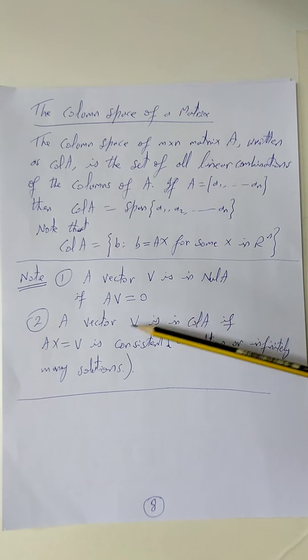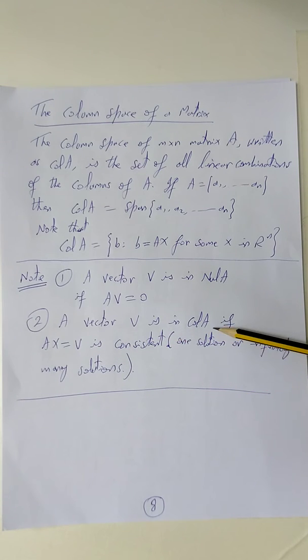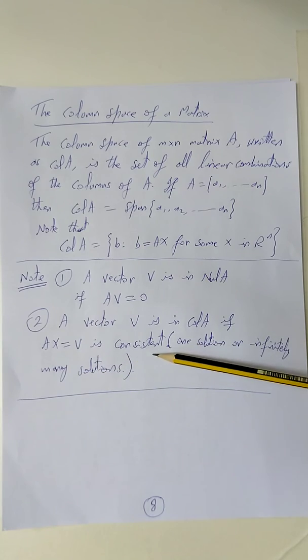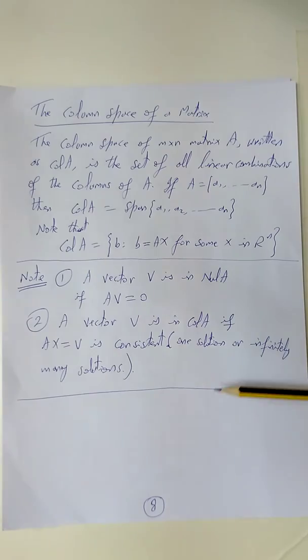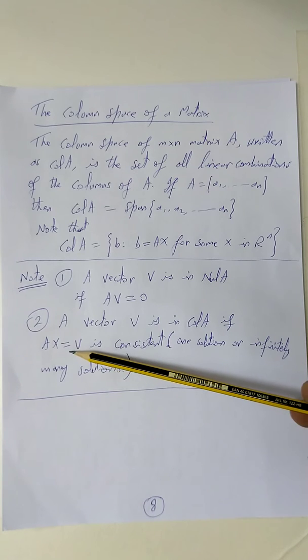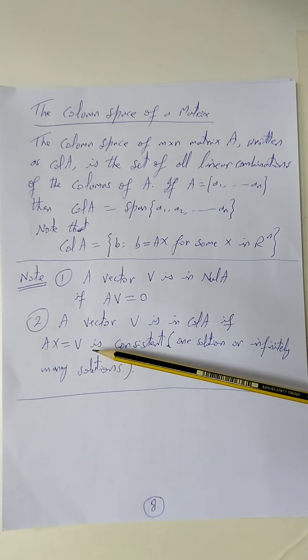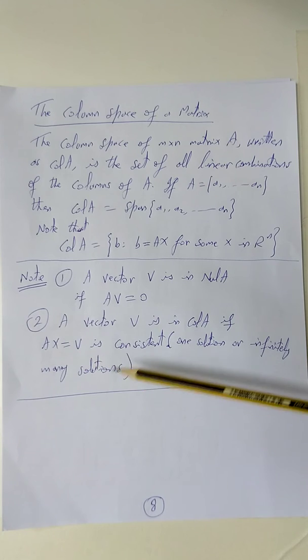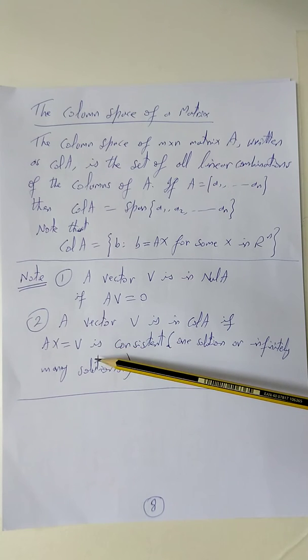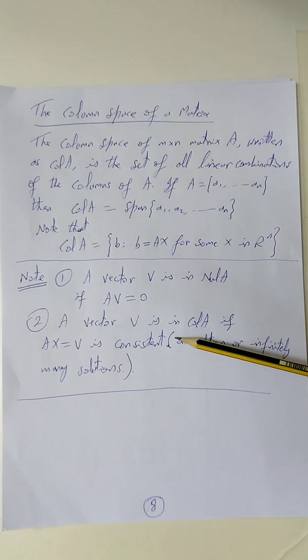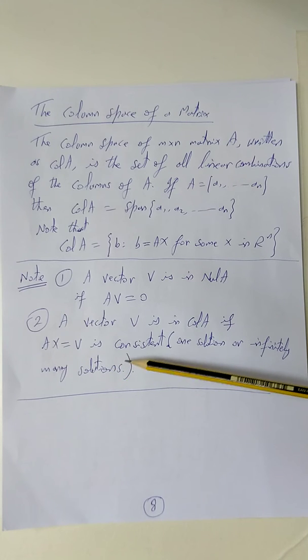Very simple. And if I want to prove a vector v is in Col A, then I check whether Ax equals v is consistent. Now what is consistent? Consistent means it has one solution or infinitely many solutions. So if Ax equals v has a solution, then v is in Col A, and if it has no solution, then it is not in Col A. Simple. You don't need to find the solution, you only check whether it has a solution or not. If it has a solution, then it is in Col A, and if it has no solution, then it is not in Col A.